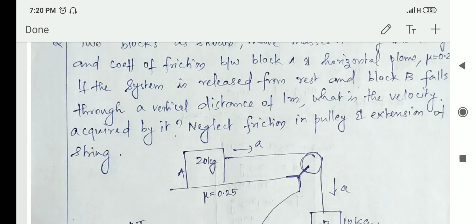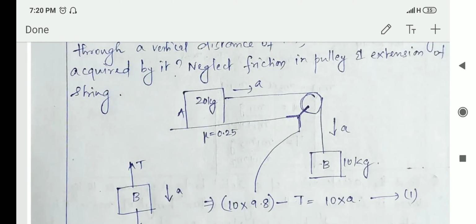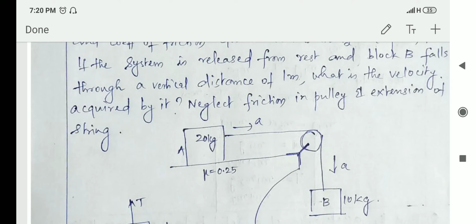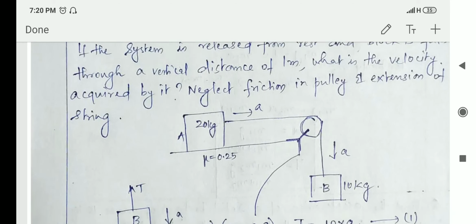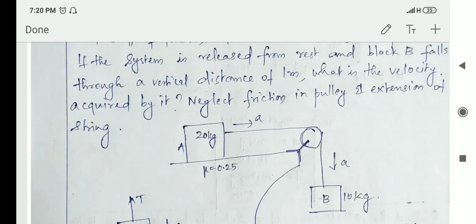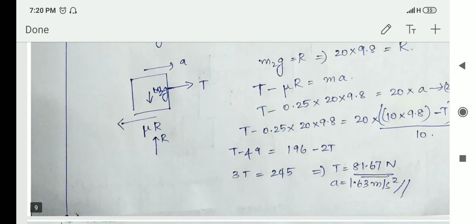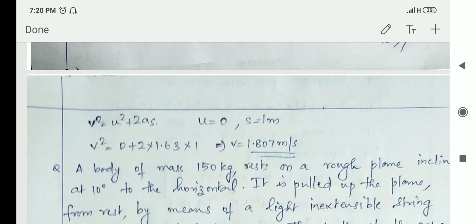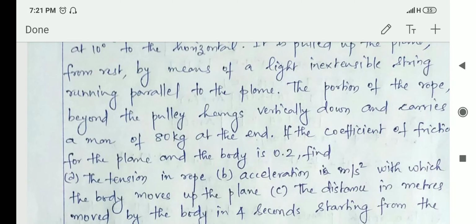Actually we need to find out what is the velocity acquired by it, that is, if the block B falls through a distance of 1 meter. So now we know the acceleration and distance, s equal to 1 meter. What is the velocity? Having known acceleration and distance, and we know that it is starting from rest, so u equal to 0, how can we find out the velocity v? We can use the third equation of motion, that is v square equal to u square plus 2as, and we can find v equal to 1.807 meter per second.